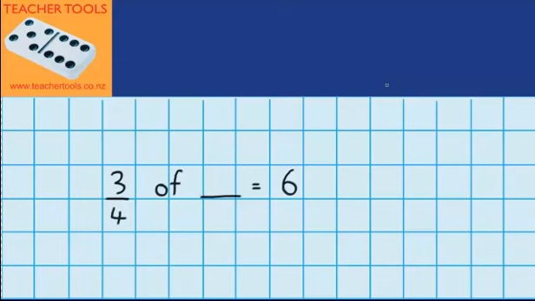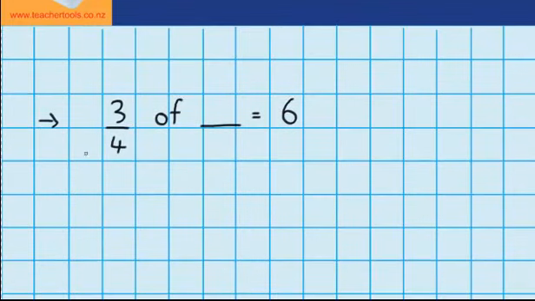Let's imagine I come across 3/4 of a cake, and on that 3/4 of a cake there are 6 candles evenly spread around it. I want to work out how many candles must have been on the whole cake. Well, here you can see I've recorded what that question looks like.